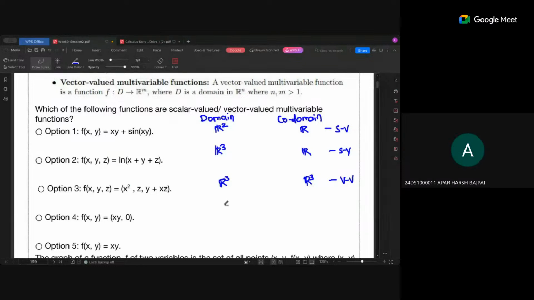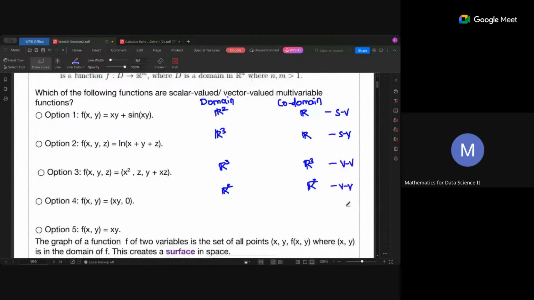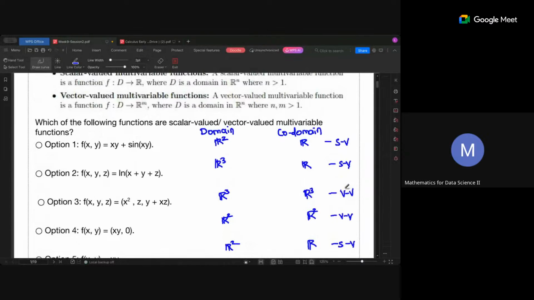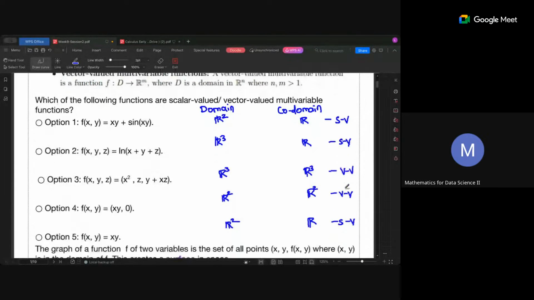What about this one? What are the domain and codomain? R2. So this is vector valued. What about the last one? Domain and codomain? R2 and R. So this is scalar valued. Okay, fine. So you have the basic understanding of what scalar valued and vector valued functions are.